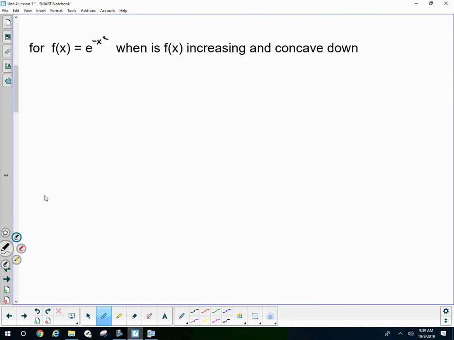All right, e to the negative x squared. When is f increasing and concave down? So I've got to figure out when f prime is positive, and when f double prime is negative.